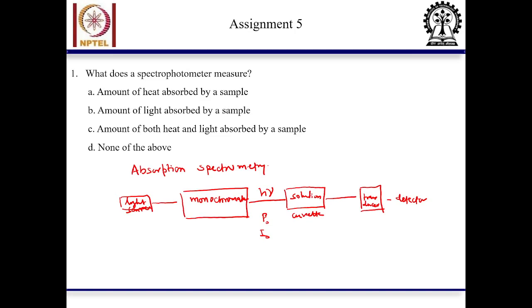A fraction of the light will be absorbed by the sample, and we have the intensity after passing through the solution. So what we measure is the absorbance, which is the negative logarithm of I0 by I, or you can write log I by I0, whatever it is. Here, first comes the Lambert-Bouguer law.